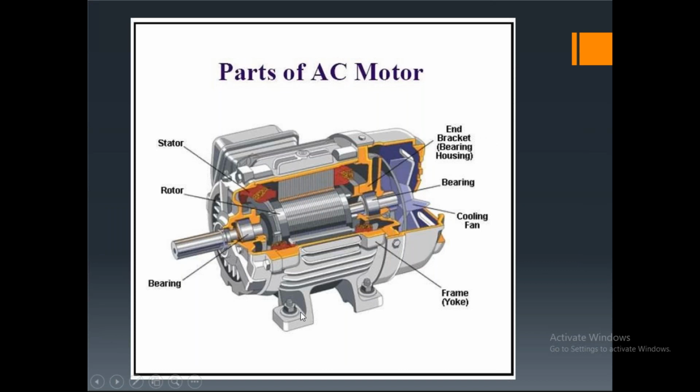Next, let me see what are the parts of the AC motor. The AC motor belongs to single phase and three phase, but from the construction point of view both are the same, like stator and rotor, bearings, cooling fan, yoke. These are the same. The only difference is the rotor side. What type of rotor we are using decides whether it is a single phase induction motor or a three phase induction motor. So these are the common parts we can observe in the DC motor as well as the AC motor: stator, rotor, bearings, frame, that is yoke, cooling fan, and bearings housing.